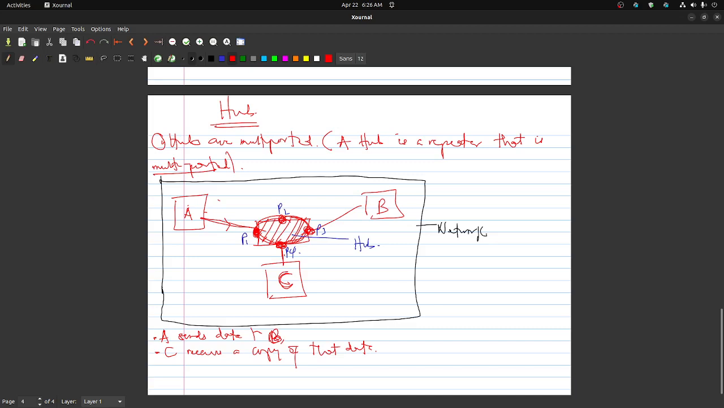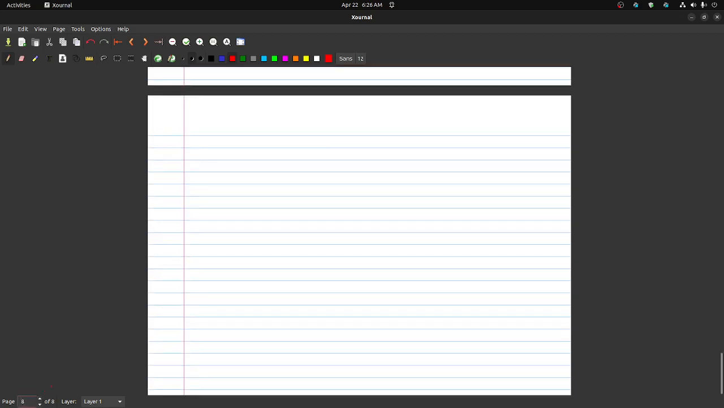So hubs are multi-ported repeaters. That means that they prevent data decay. That's number one. Number two is that because they prevent data decay, they work by magnifying the signals from the source computer to the destination computer. That is what hubs do. So let's move on to the next type of network device.